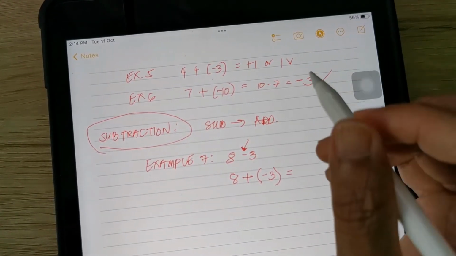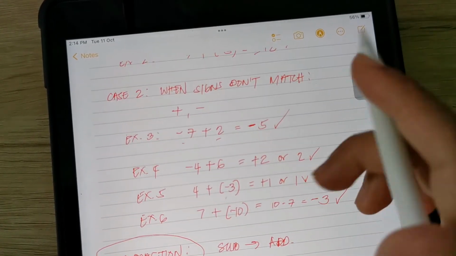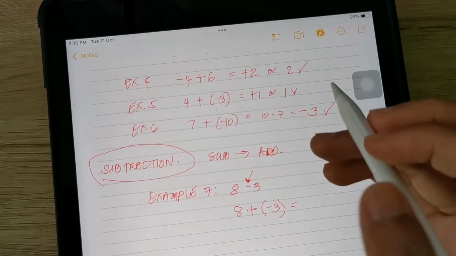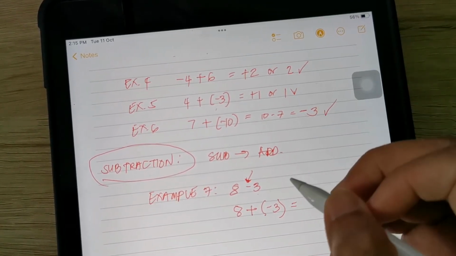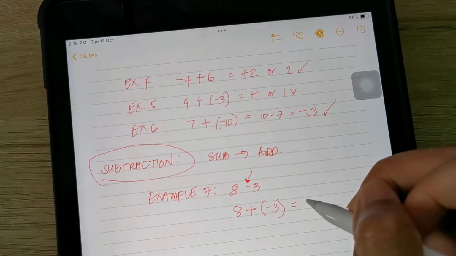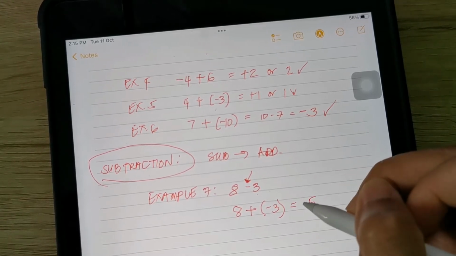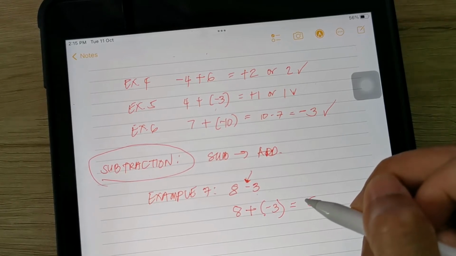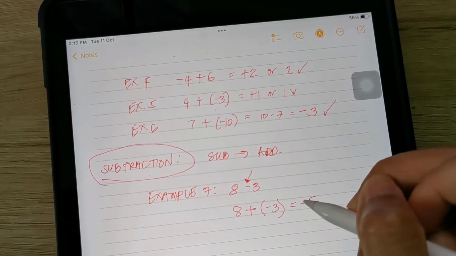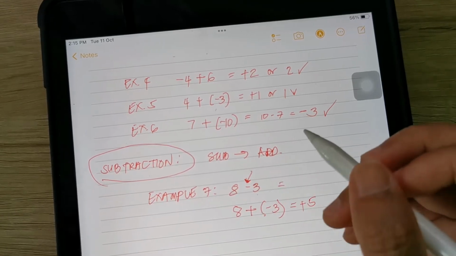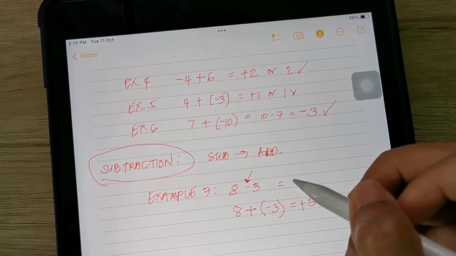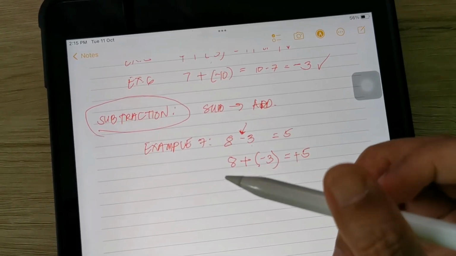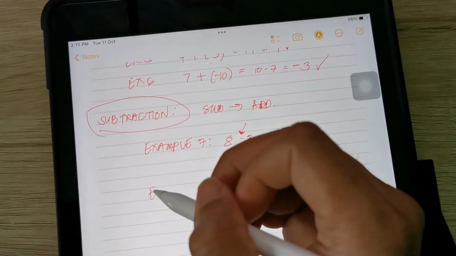Okay? Tapos, di ba kanina, pag signs don't match, ang gagawin natin is i-subtract natin siya. So, that's 5. Tapos, copy the sign of the bigger number. So, normal lang naman to. 8 minus 3 is 5. Mas pinahaba ko lang kasi mas magagamit natin to pag ganito na yung example.